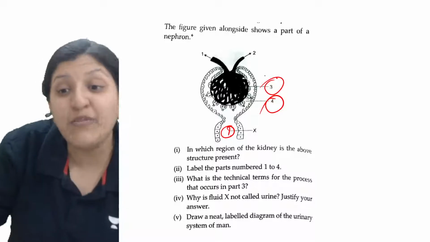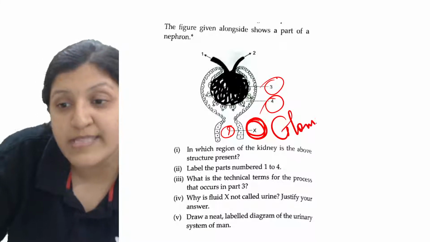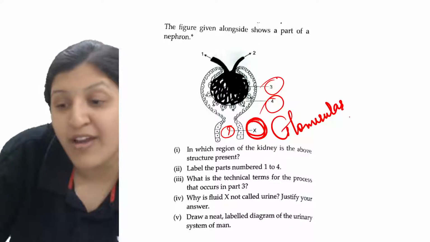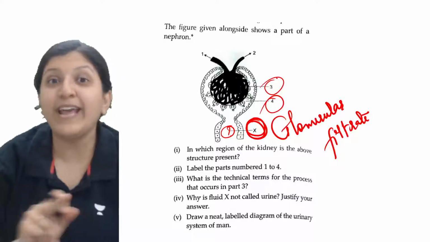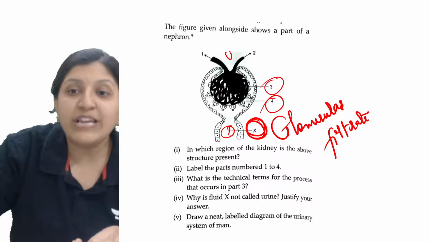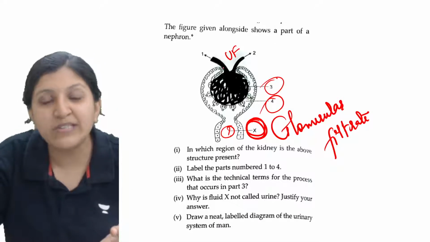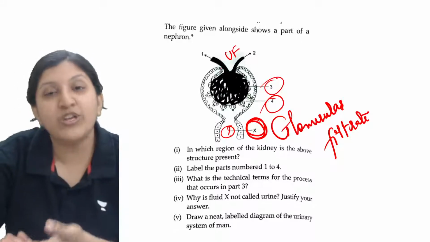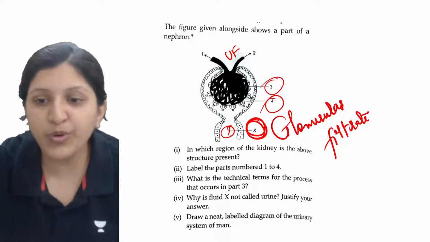So until then, what do we call this fluid X? This one is nothing but the glomerular filtrate. Okay, so this is glomerular filtrate. It is not yet urine. Why? Because only the ultrafiltration process is done. There is yet a reabsorption process that has to occur, then a tubular secretion process has to occur. Then we can call it urine.